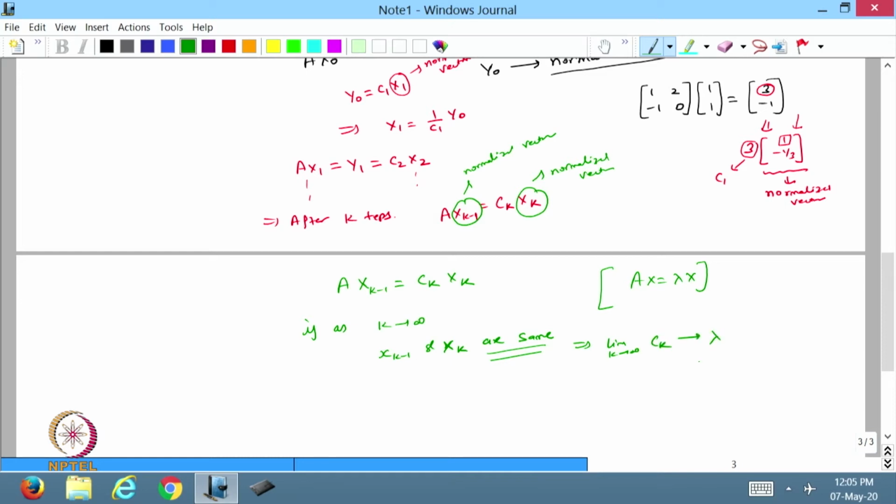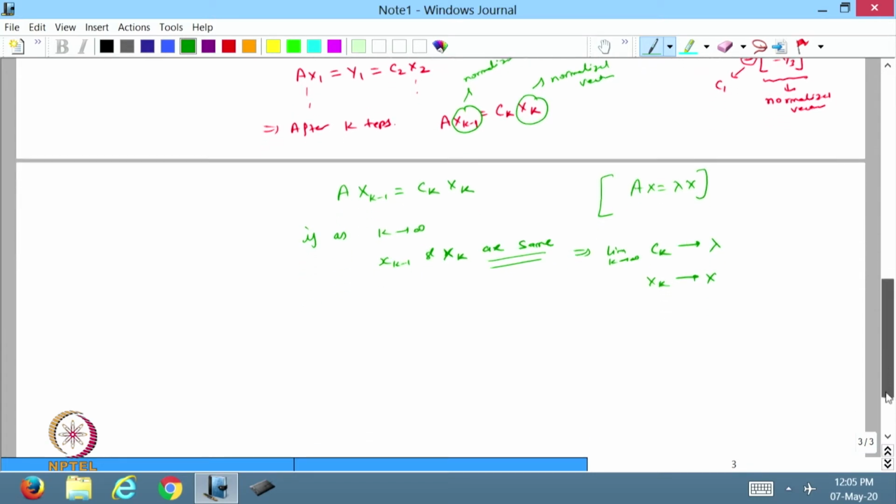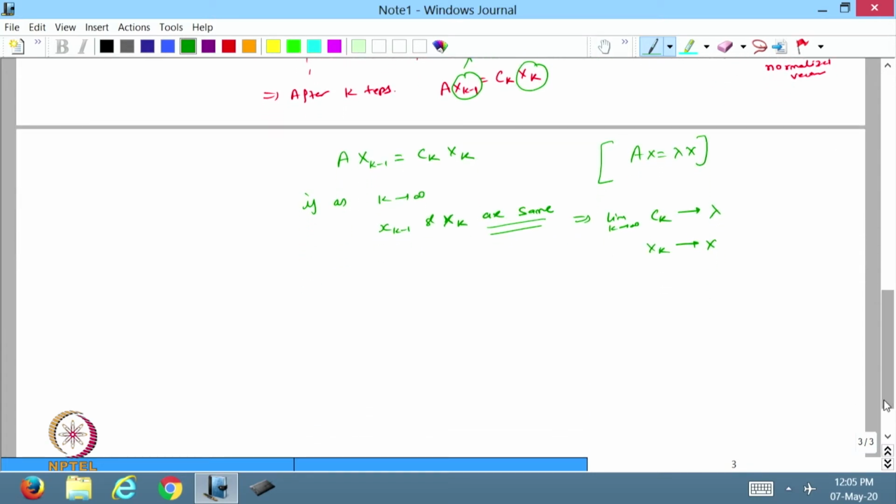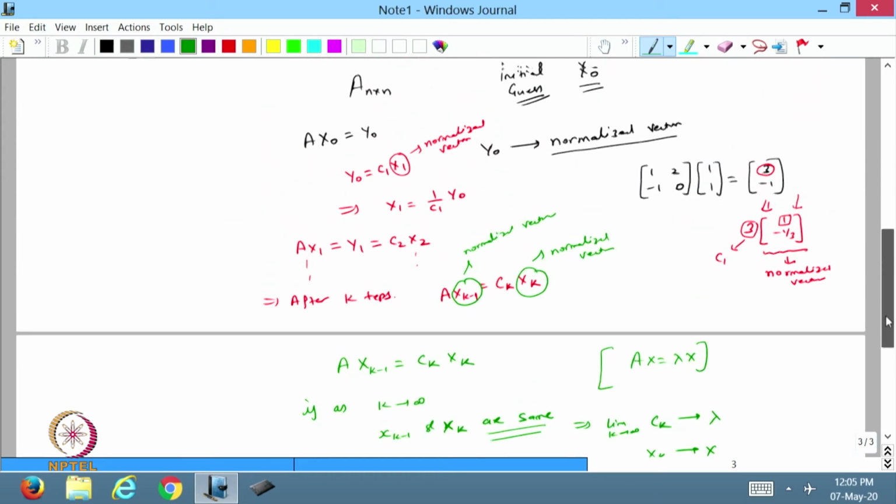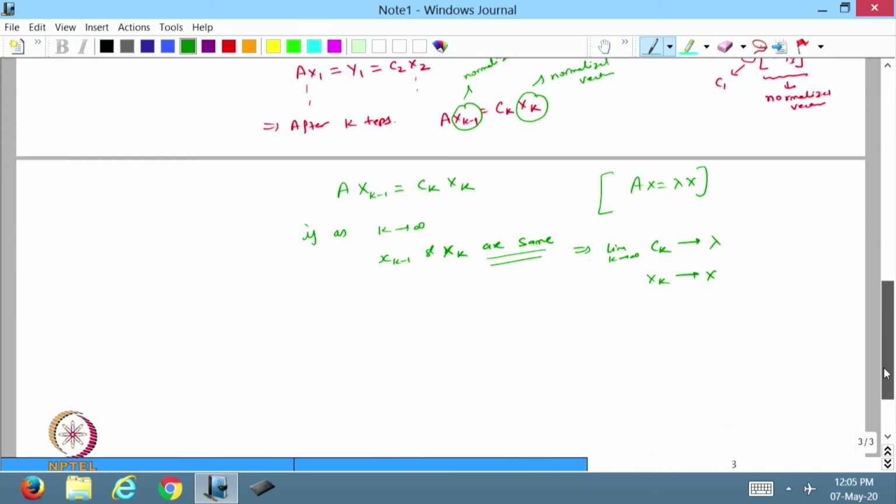So, this will tend to lambda, and then my xk tends to the corresponding eigenvector. Okay. So, that is the process of the power series method.